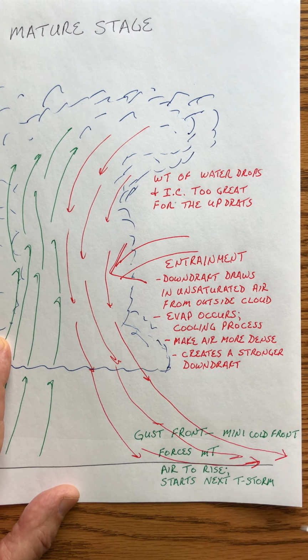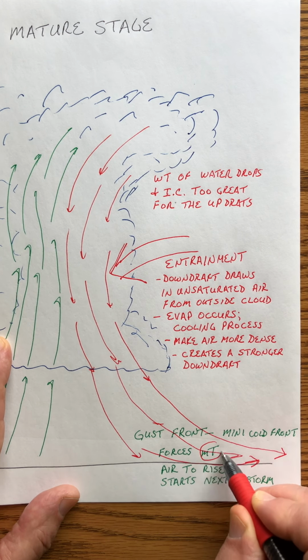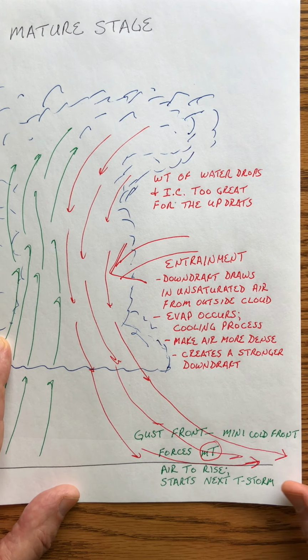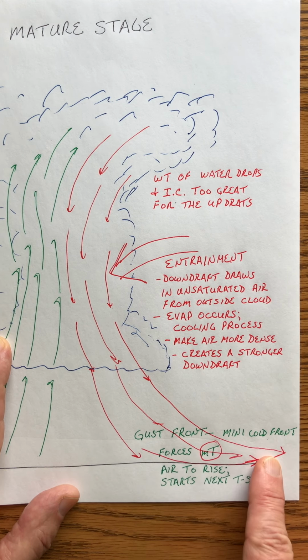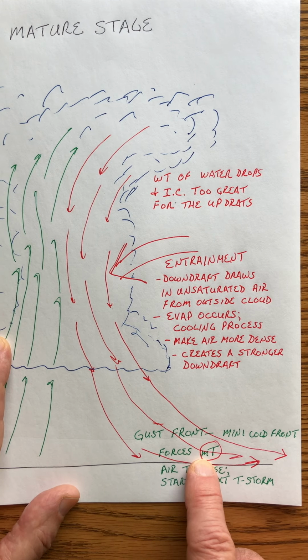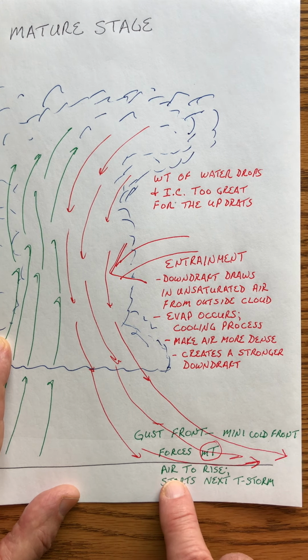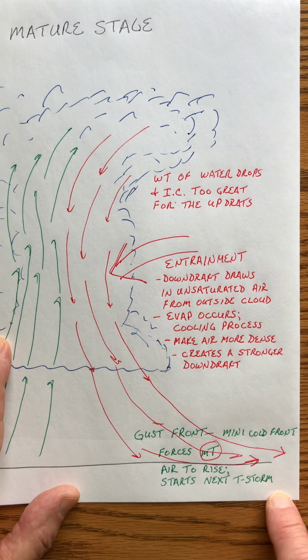Okay, and so remember, you've got a thunderstorm, so you need a source of latent heat, warm, moist air. That's the maritime tropical air. And so there's maritime tropical air in place in front of the thunderstorm. So when this gust front exits the base of the cloud and spreads out along the ground, it acts like a mini cold front, and it's going to force that warm, moist maritime tropical air to rise. And that literally becomes the start of the next thunderstorm.